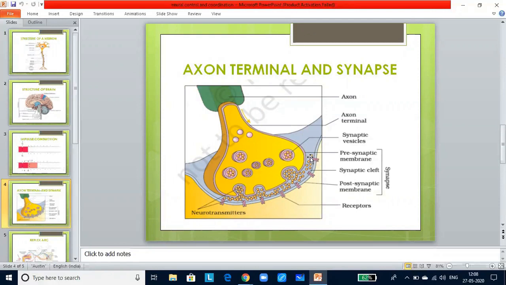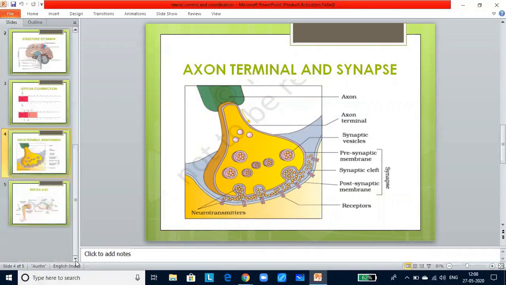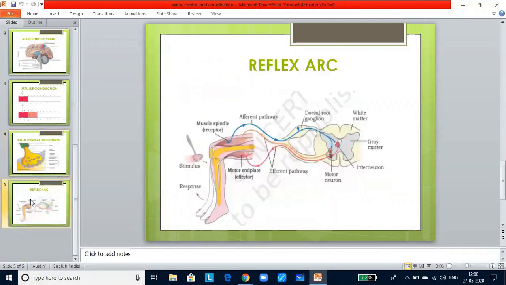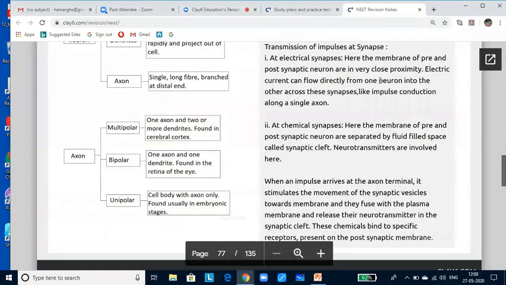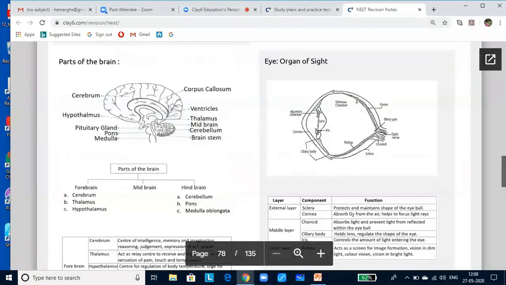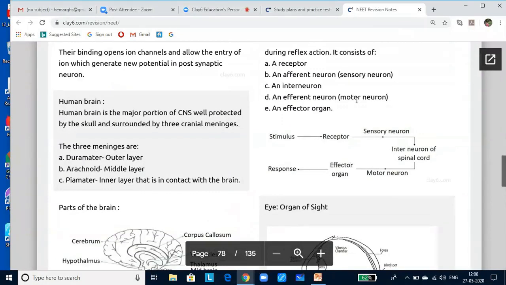So the next concept you are supposed to learn is about the reflex arc. Now this is very important. Please look at the diagram and identify all the parts, because this is very important from the exam point of view. Questions will be based on the diagram. Now let us look at a reflex action.